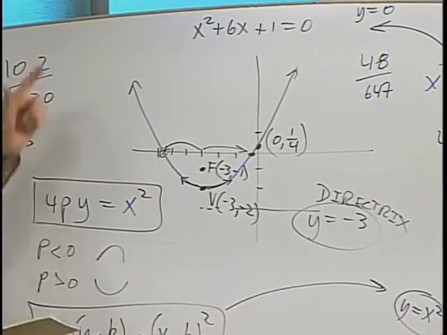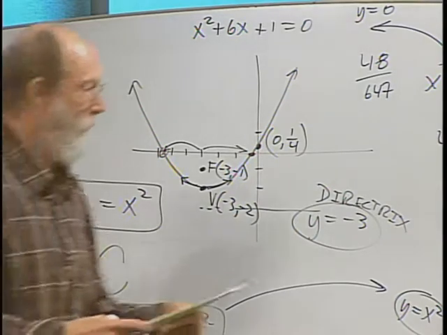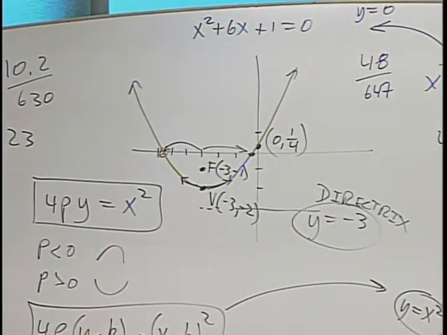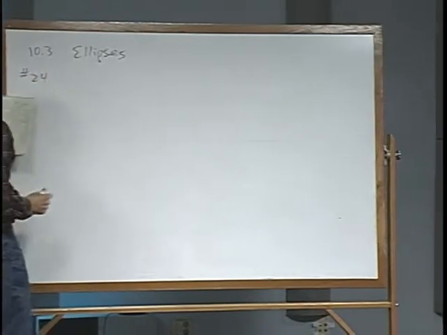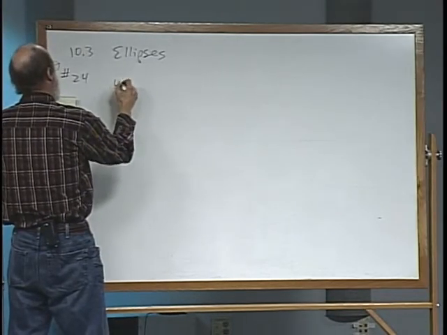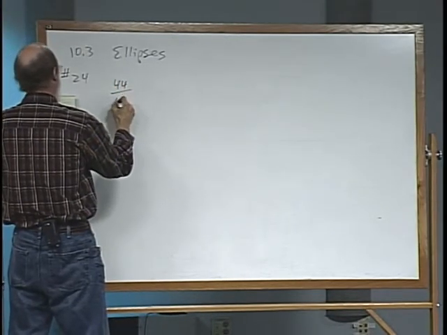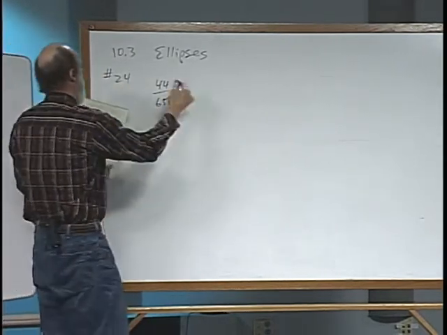Okay, that's parabolas. Let's take a brief look at ellipses. 10.3. And this would be recording number 24. And here's a problem. We'll keep it simple. Number 44 on page 658. You can find much more detail on recording 24.